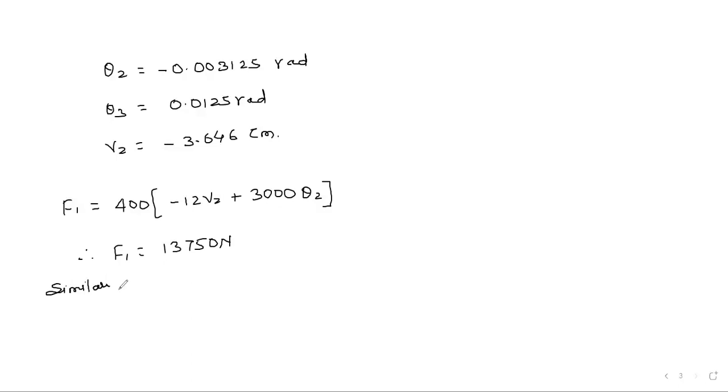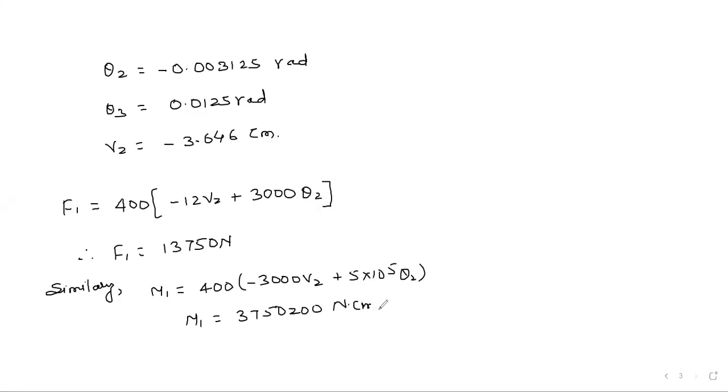Similarly, the same way we have to calculate the other one. M1 value will be 400 minus 3000 V2 plus 5 into 10 to the power 5 theta 2. So we will get the M1 value as 3750200 Newton centimeter.